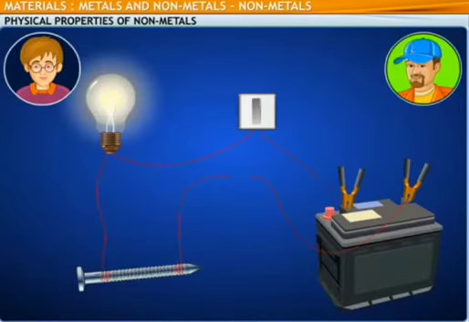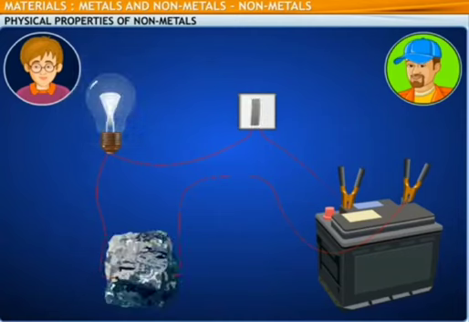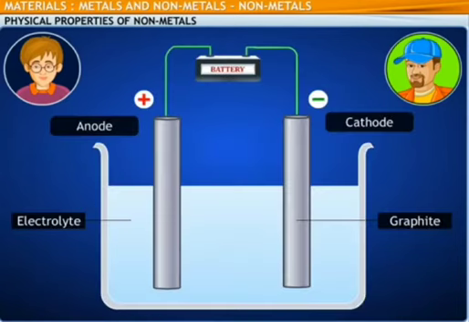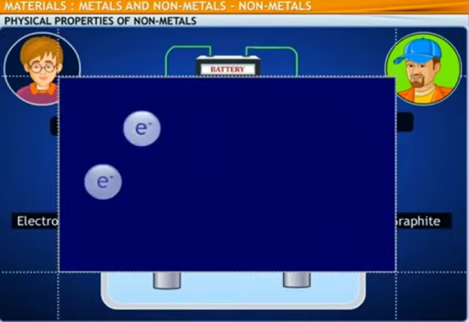Watch this. Wow! I see the electric bulb glowing. The iron nail is a metal, so it conducts electricity. Now, replace the iron nail with a piece of charcoal. The bulb is not glowing. That's because non-metals do not allow electricity to pass through them. Graphite, being a non-metal, conducts heat and electricity. This is due to the presence of free electrons.